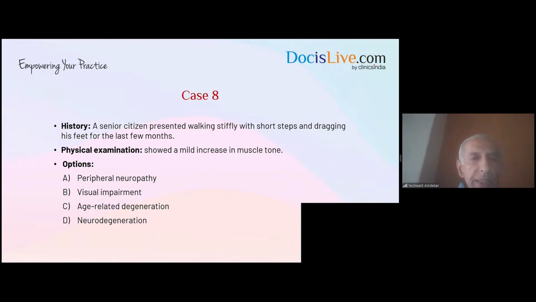Yes, this is a senior citizen who presented with walking stiffly with shorter steps and dragging his feet for the last few months. There was an increased muscle tone. That's the only positive finding in this elderly person. And your options are he has a peripheral neuropathy, he may have a visual impairment, that's why he's walking like this, or he may have an age related degeneration, or he may have a neurodegeneration. Your time starts now.